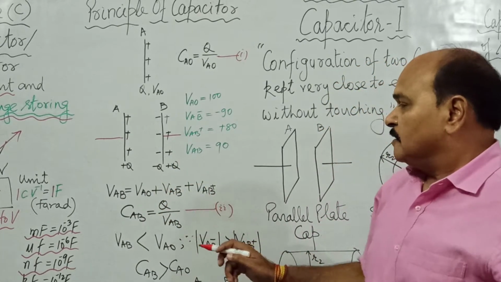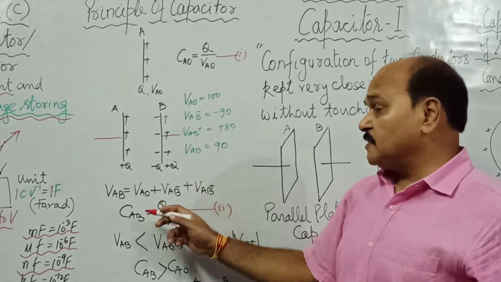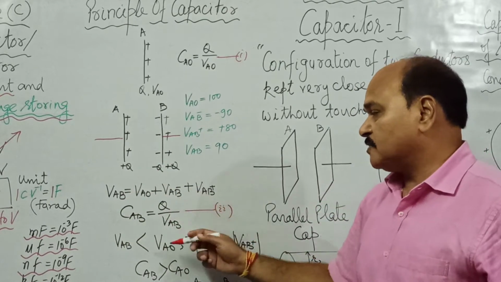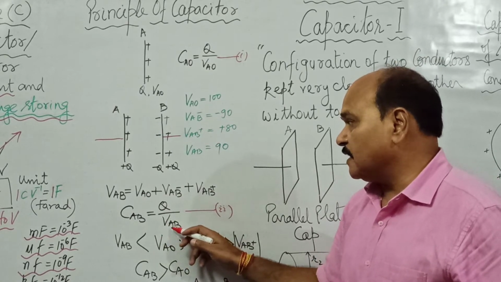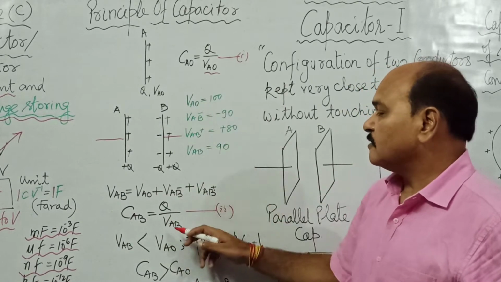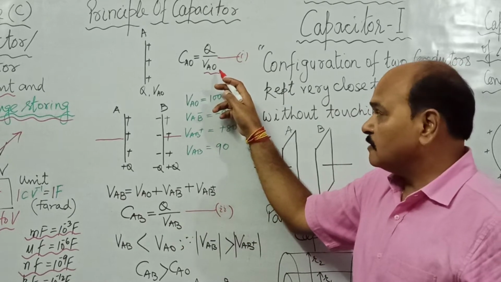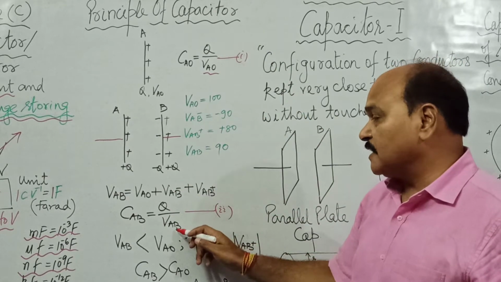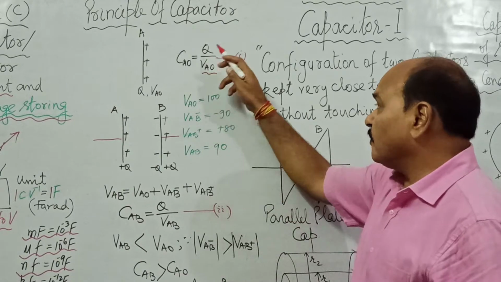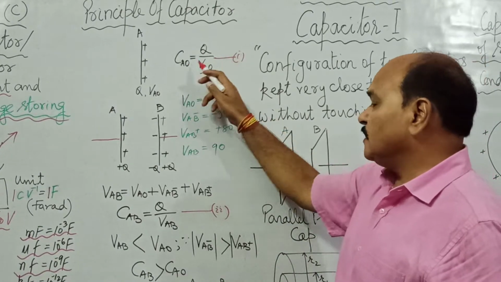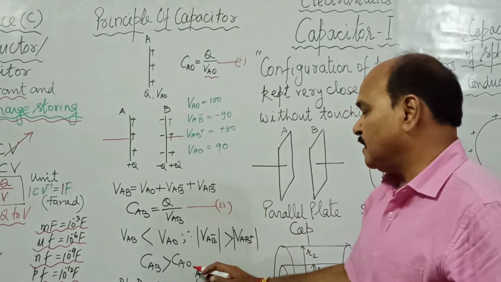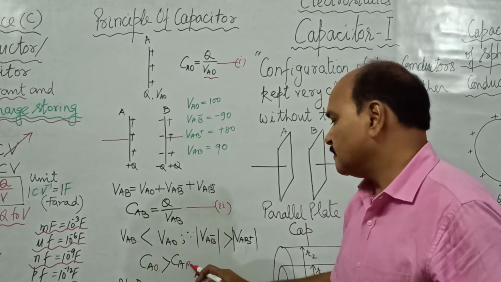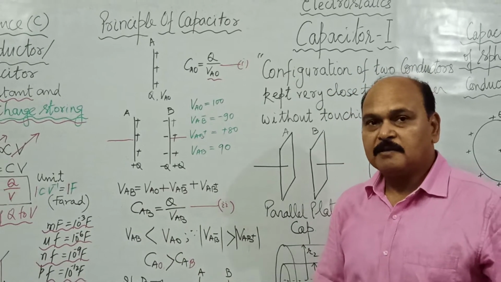Now see, the capacitance CAB is going to be Q upon its new potential VAB. Now this VAB is less than VA0. So what happens? In this fraction, the value of the denominator is decreasing, since VAB is less than VA0. Therefore, the value of the whole fraction increases, so CAB would be greater than CA0.